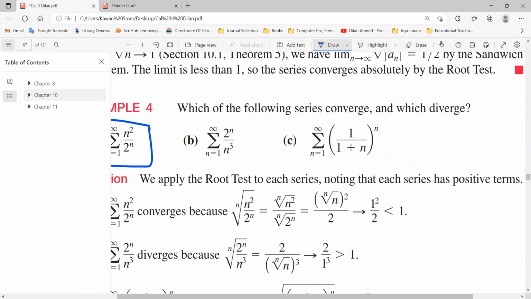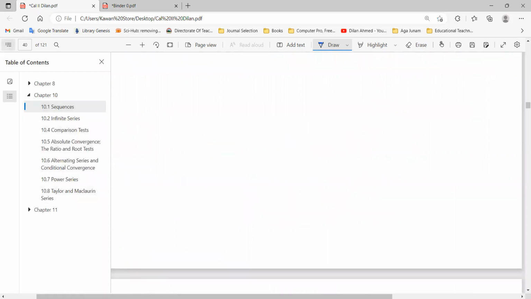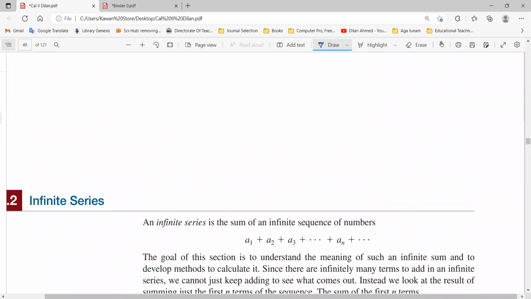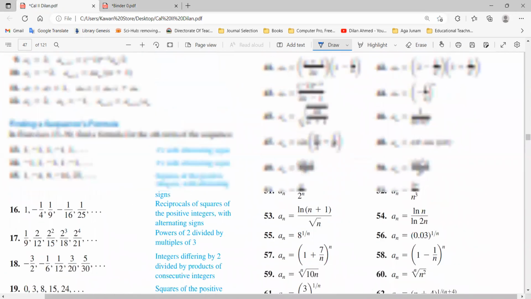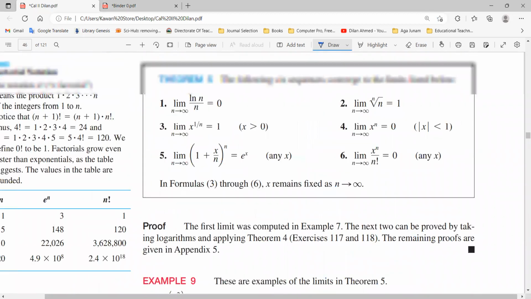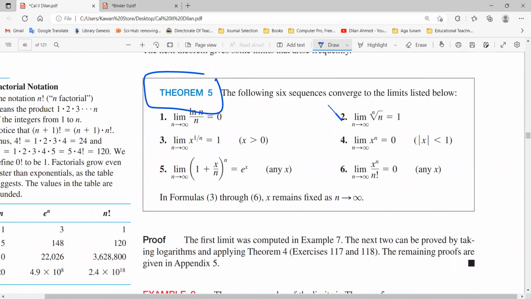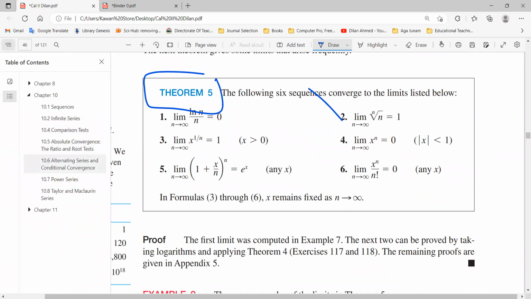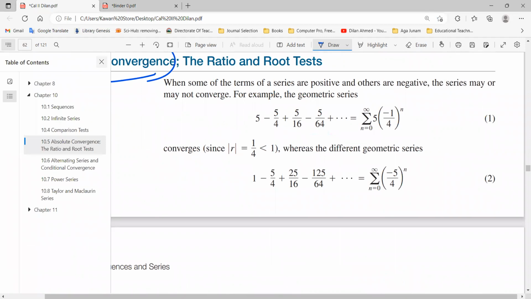Go back to 10.1. We go to 10.2. It's clear, easier to get the theorem. Here we are. Theorem number 5, the second. You got it. Now you know how important that one is for you. Good.